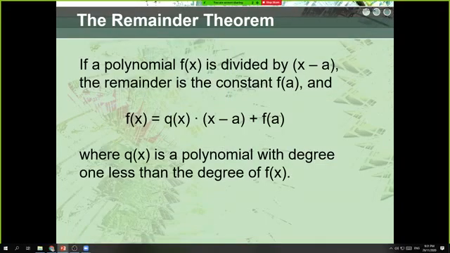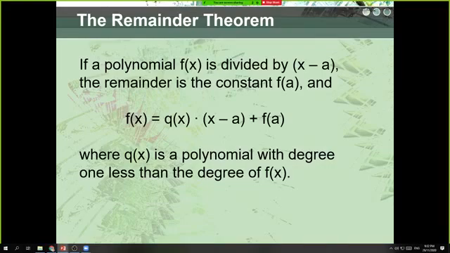So the remainder theorem states, if a polynomial f of x is divided by x minus a, the remainder is the constant f of a, and f of x is simply equal to q of x, that's the quotient, times the divisor x minus a plus f of a, which is our remainder, where q of x is a polynomial with degree 1 less than the degree of f of x.